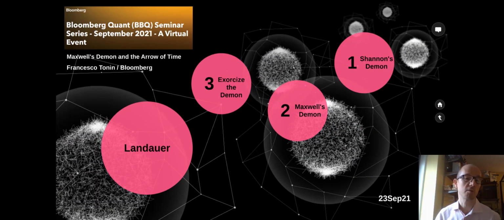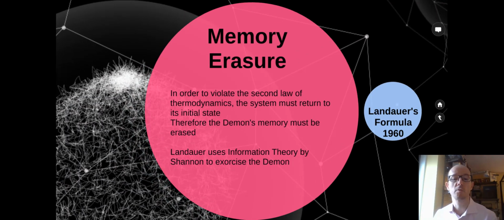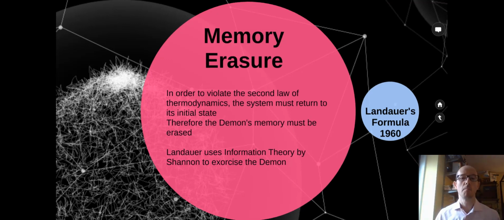The received theory as of today is the one proposed by Landauer in the 60s. And Landauer uses information theory for his explanation of that demon. And information theory, to close the circle, was invented by Claude Shannon. Basically, Landauer says the problem is not the measuring or the acquiring of information. The problem is getting rid of information. In fact, if you need to revert to the original state of the system, the memory of the demon needs to be erased.